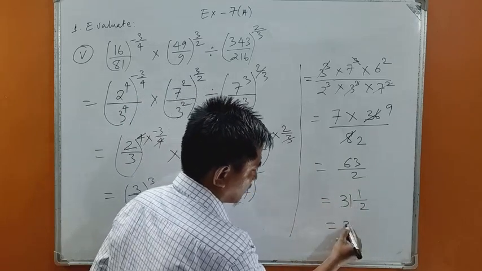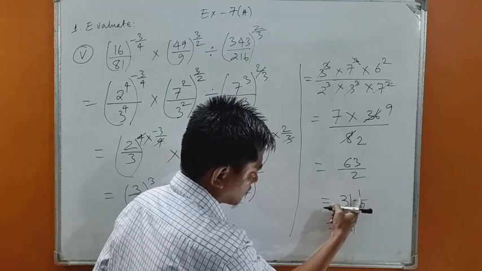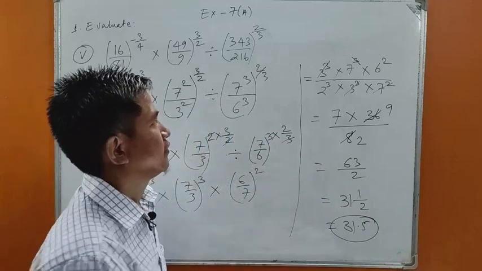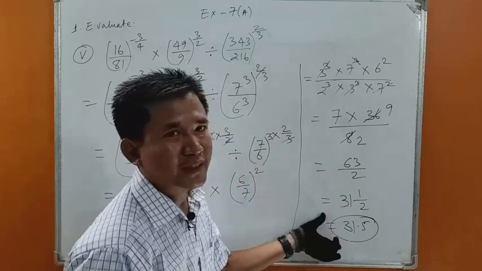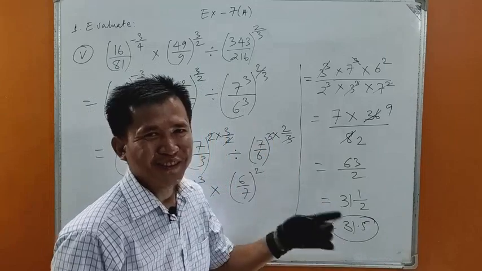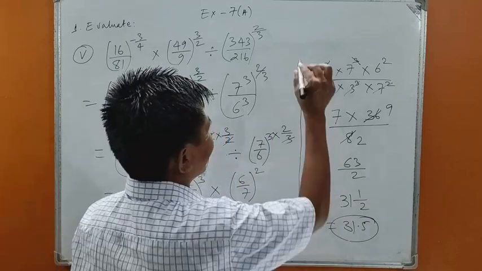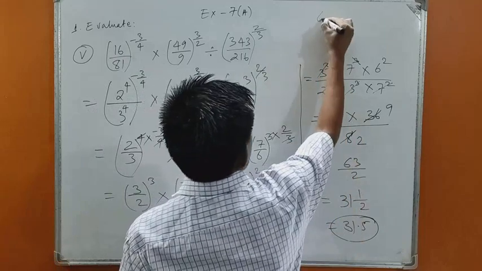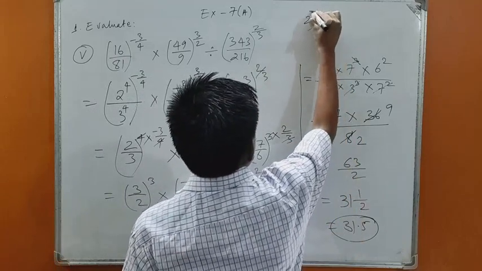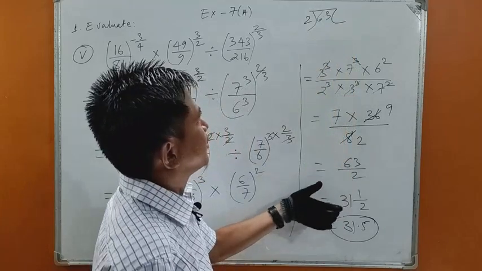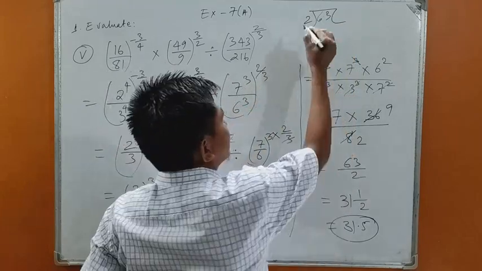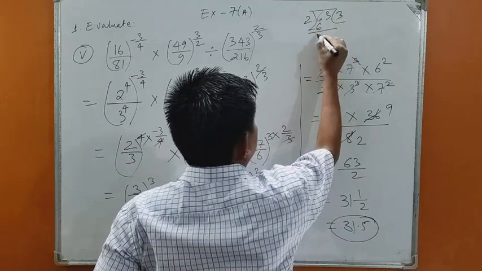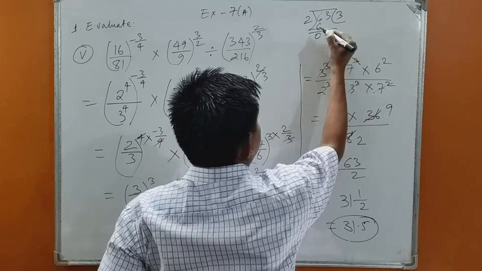Or you can say 31, this is 1 upon 2 means half, 0.5, isn't it? 31.5. If you didn't understand what I meant here, I'll show you here, okay? 63 upon 2. Again, 2 3s are 6. So this minus 6 and 6 goes 0. This 3 comes down here.